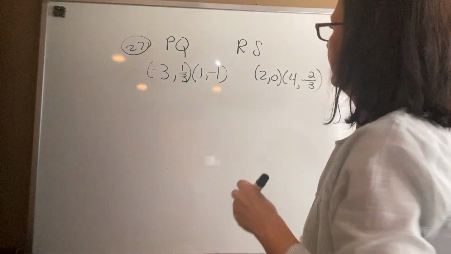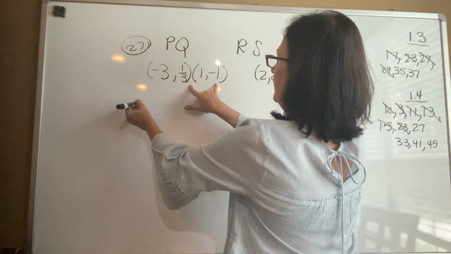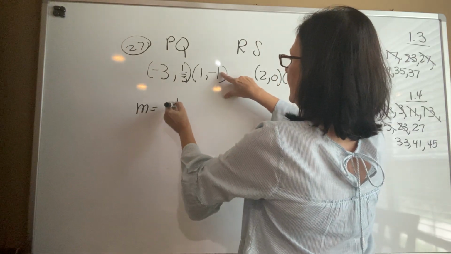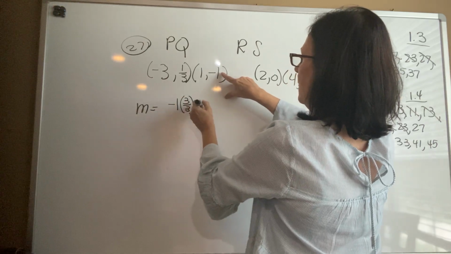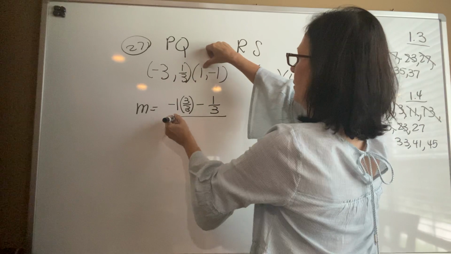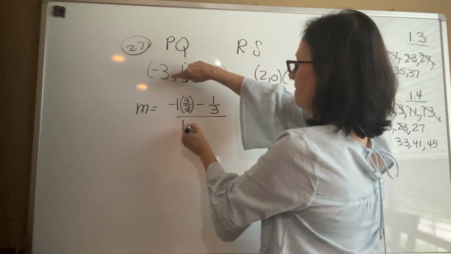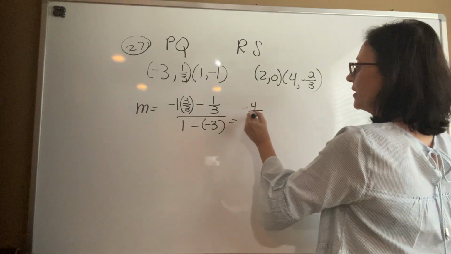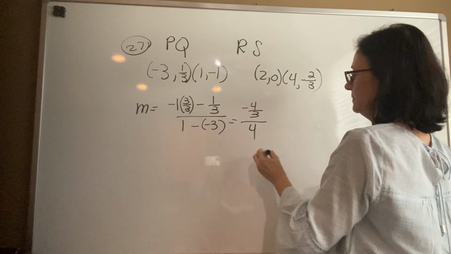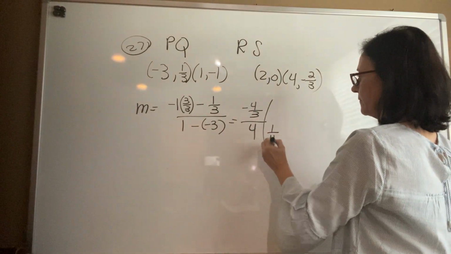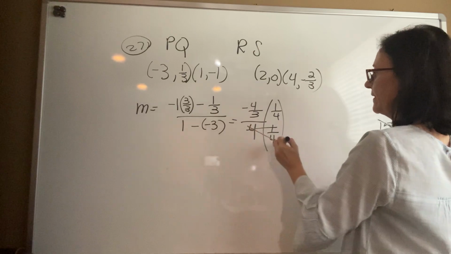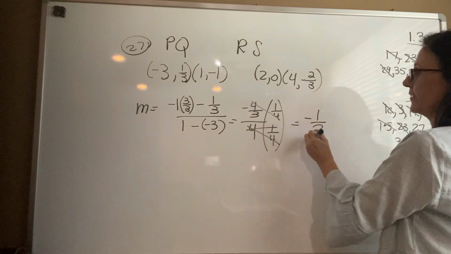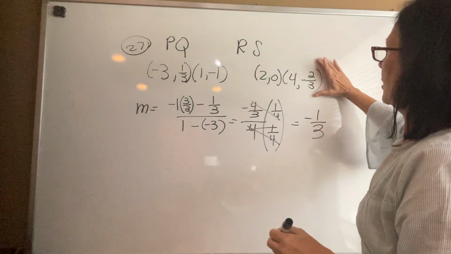All right. I'm going to find the slope. The slope is -1, which is really 3 over 3, right? Minus 1/3 over 1 minus -3. So that's -4/3 over 4. I rationalize by multiplying by 1/4 over 1/4 to eliminate that. My 4's eliminate. So the slope is -1/3 for PQ.